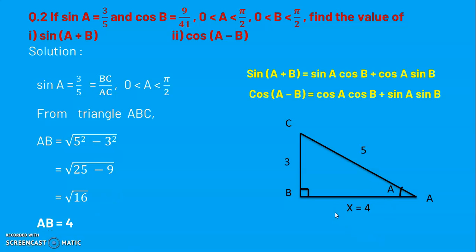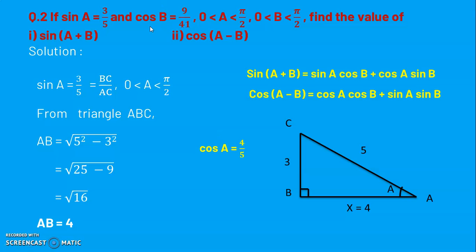Now we have found the value of the adjacent side, so you can easily find cos A. What is cos A? That is adjacent divided by hypotenuse. Adjacent is 4 and hypotenuse is 5, so cos A is 4 divided by 5. So this is the value of cos A.